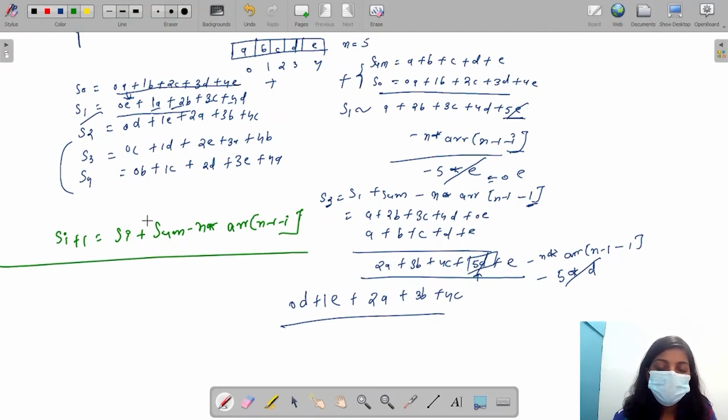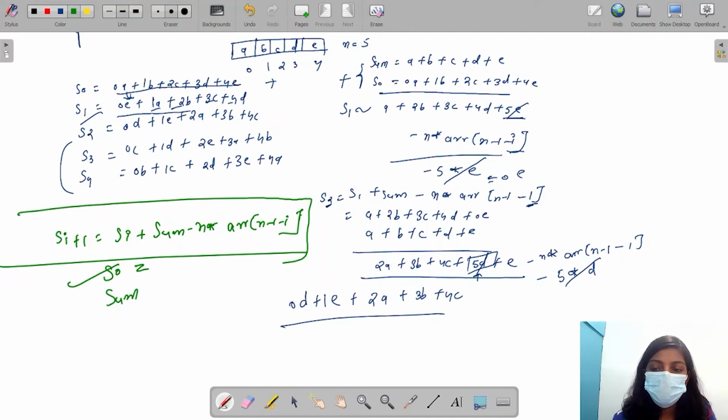So what do I have to have initially? I have to calculate S0 and sum. With the help of S0 and sum, I can calculate S1, right? With the help of S1 and sum, I can calculate S2, right? So this will be my basic formula that we will be using here. So now let's code for this.